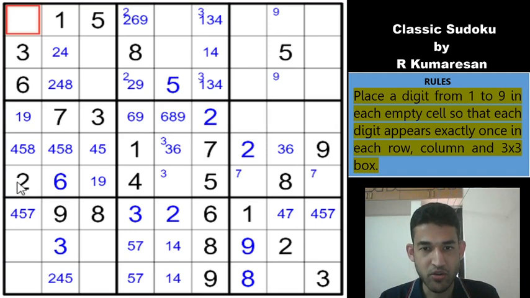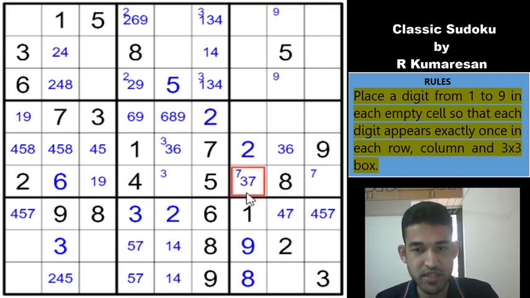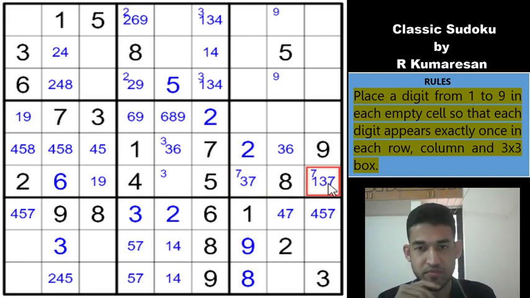So let me look at row 6 now, 2, 4, 6, 5 and 8. So these cells must be 1, 3, 7 and 9. So I have a 1 and 9 here. So this must be 3 and 7 and this 9 removes the 9 from here and this must be 1, 3, 7. Just I am writing the candidates in row 6.